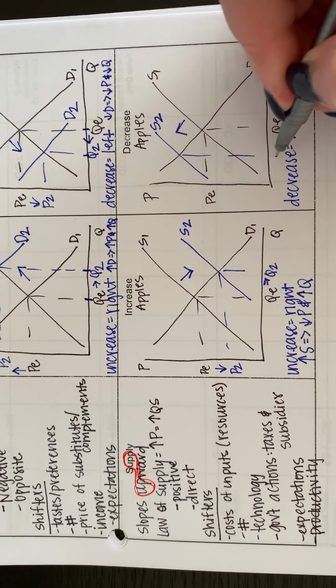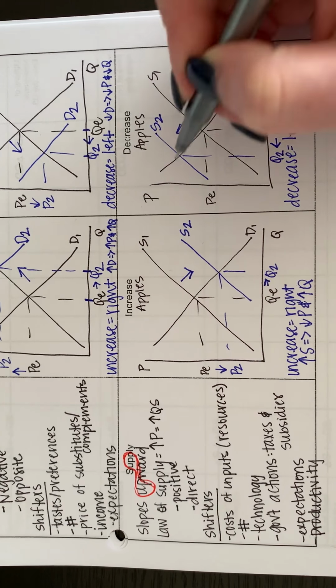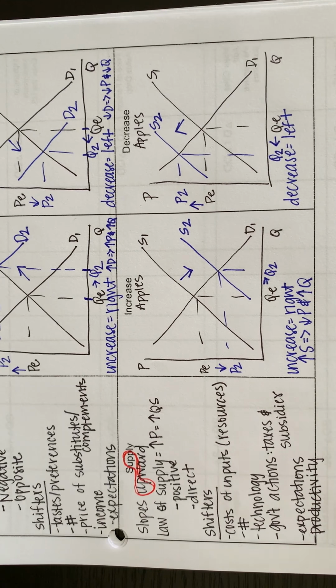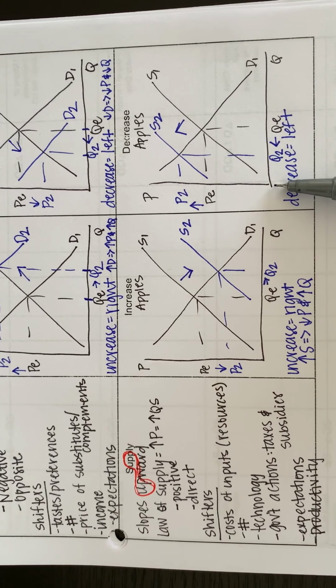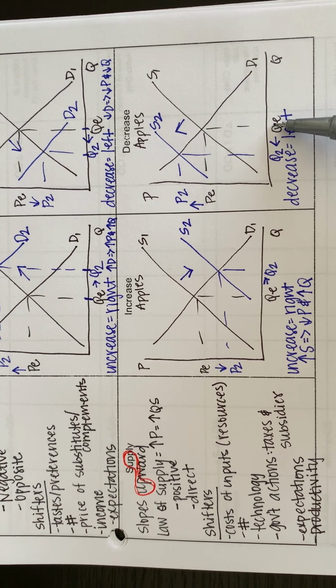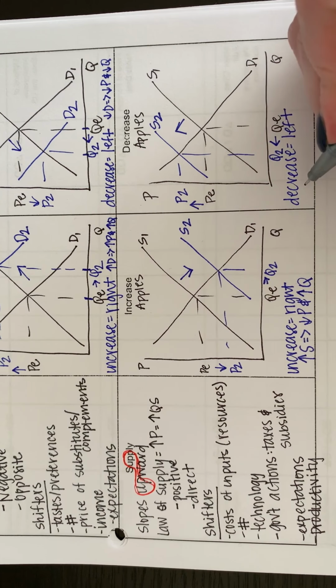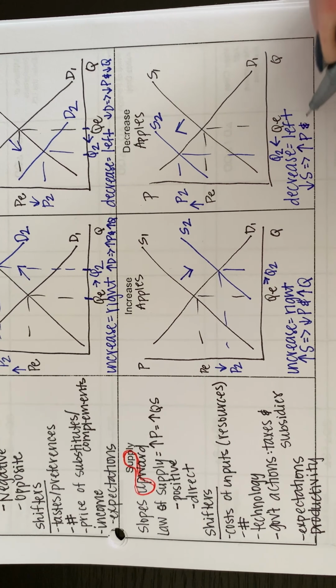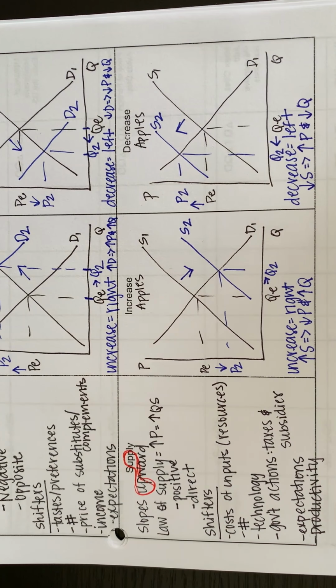And there's S2. Here's Q2 and P2. It looks like I did it wrong, but I swear I did not, because we are working off our horizontal number line, where this is 0 and this is an infinite number, and we started at QE and we ended at Q2, and therefore we did decrease our supply. So a decrease in supply will lead to an increase in price and a decrease in quantity.